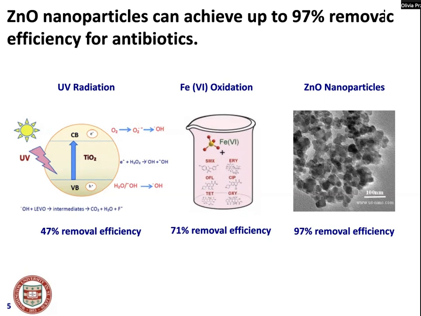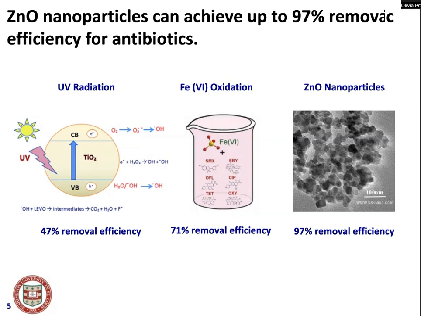Zinc oxide nanoparticles remove and degrade antibiotics in water through a photocatalytic process. This process begins when zinc oxide nanoparticles absorb UV light, which excites electrons from the valence band to the conduction band, creating electron hole pairs. These pairs are crucial for the next steps. The electrons reduce oxygen molecules to form superoxide anions, while the holes oxidize water or hydroxide ions to produce hydroxyl radicals, as shown on the right.